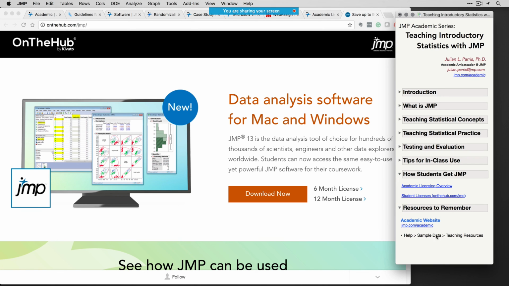Finally, some resources to remember: jmp.com/academic, and that'll take you to the main academic landing page. And remember to look under the help section: Help, Sample Data, Teaching Resources.